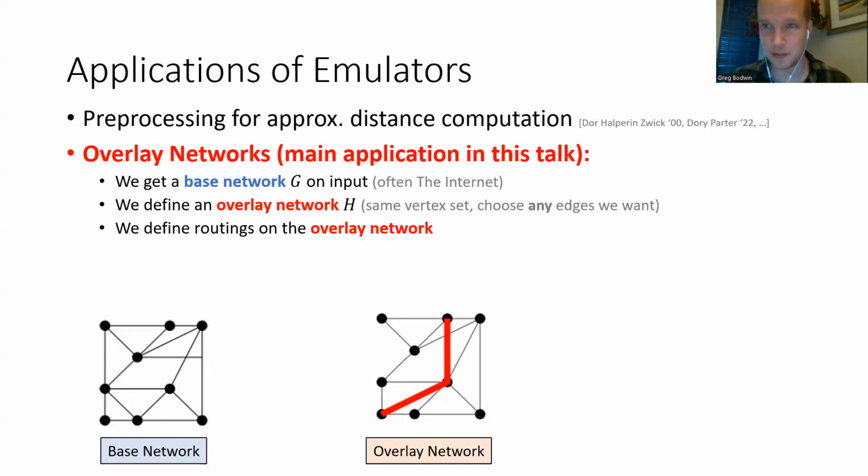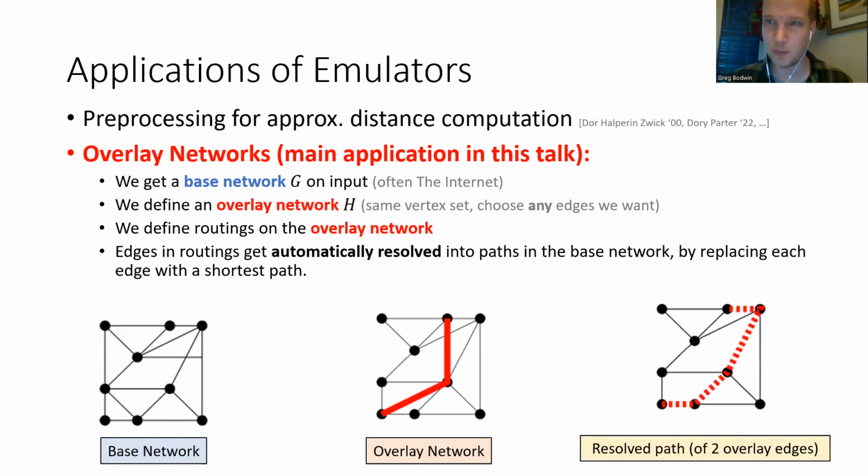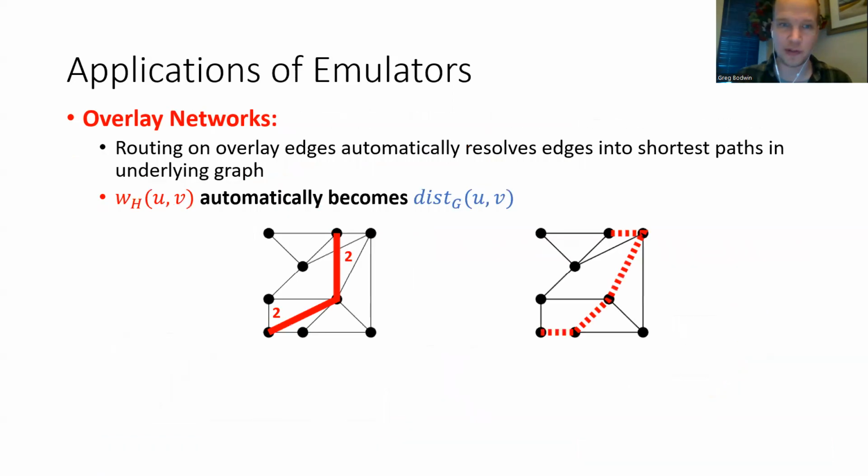So specifically, you might define routings along the overlay network. And what happens is that there's some very efficient protocol that is interfacing between the overlay network and the base network that will resolve the routing you choose into an actual shortest path in the base network. Specifically, it will resolve each edge along the path that you choose into a shortest path between those endpoints. So for example, if you were to try to route along this chain of two thick red edges, it would resolve into this dotted red path where each of the two red edges is being resolved into a chain of two edges between its endpoints. Okay, so that's how overlay networks work.